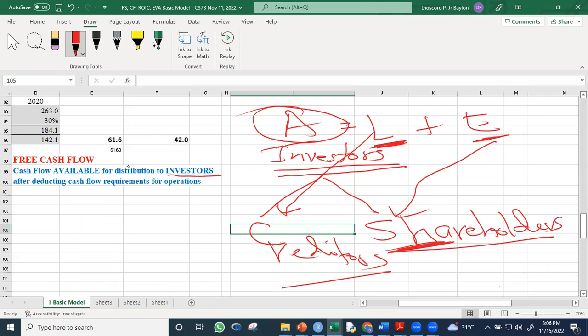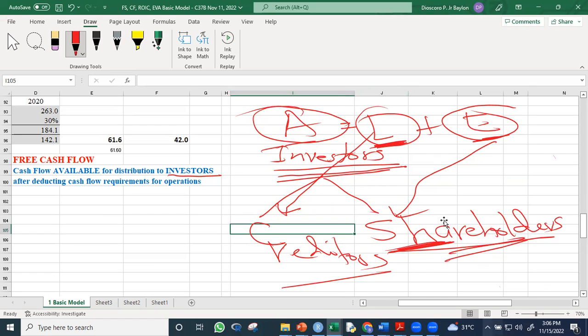So the two types of investors from an asset perspective or from a financing perspective are the creditors and the shareholders. Okay, born out of the assets that the firm owns, that the firm possesses, is either financed by borrowing from creditors or investments coming from shareholders. Okay, so they are the investors of the company.